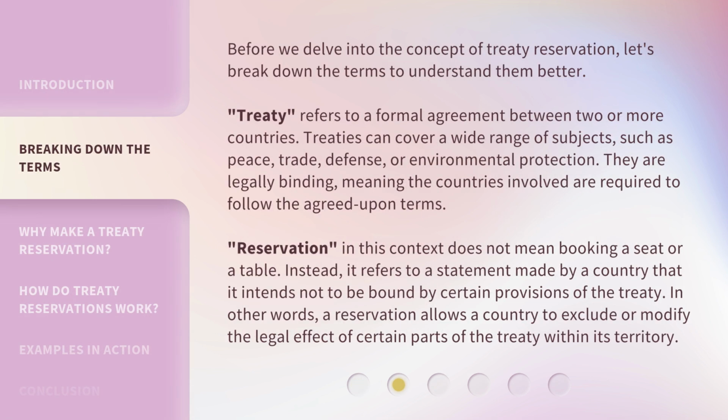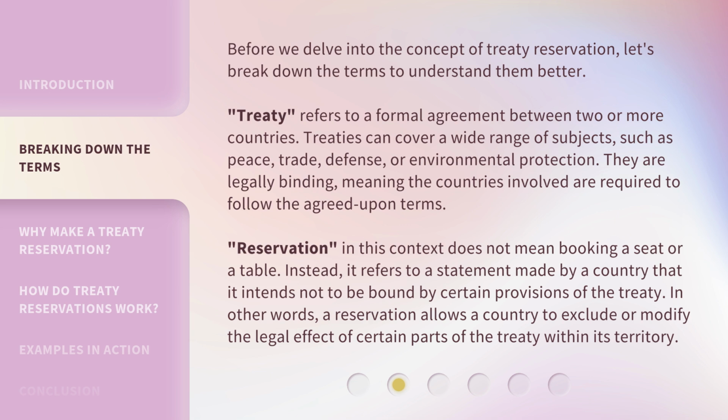Before we delve into the concept of treaty reservation, let's break down the terms to understand them better. Treaty refers to a formal agreement between two or more countries. Treaties can cover a wide range of subjects, such as peace, trade, defense, or environmental protection. They are legally binding, meaning the countries involved are required to follow the agreed-upon terms.